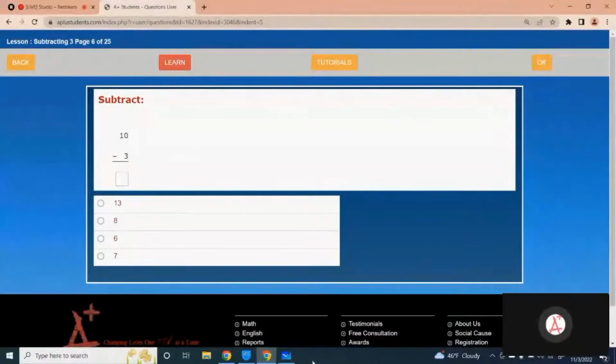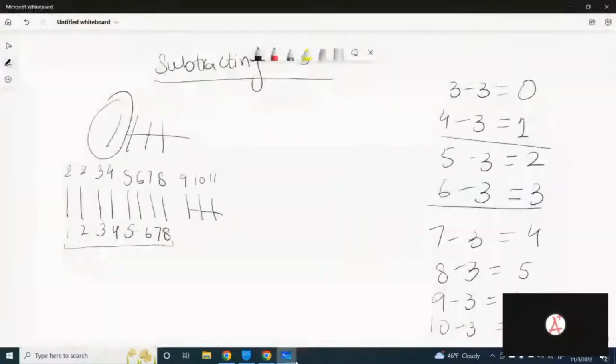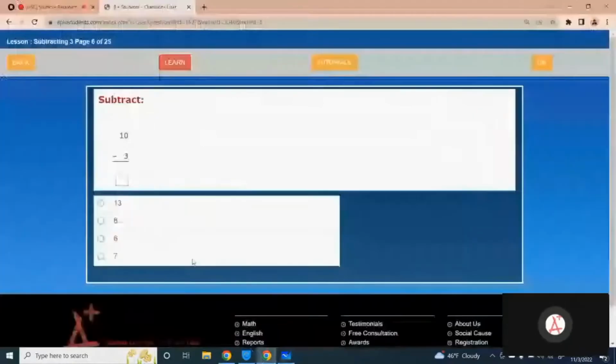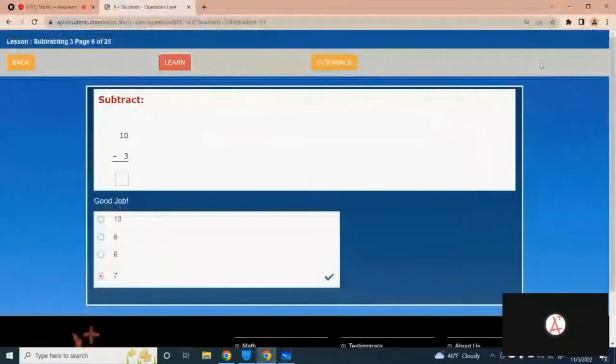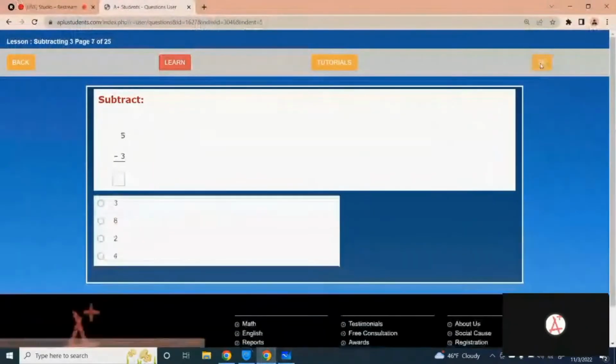just make 10 lines. 1, 2, 3, 4, 5, 6, 7, 8, 9, 10. So take away 3, 10 take away 3. Now count the lines you are left with. They are 1, 2, 3, 4, 5, 6, 7. That means 10 take away 3 is 7. Got it? So just select the correct option and then click on the OK button. 10 take away 3 is 7. Got it?